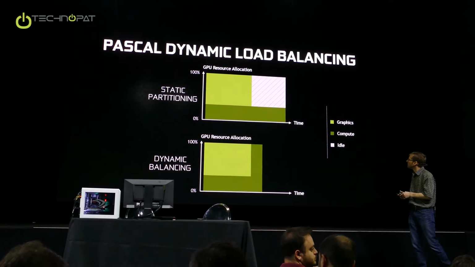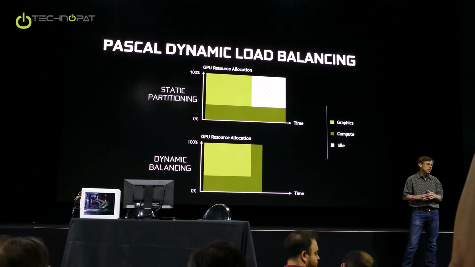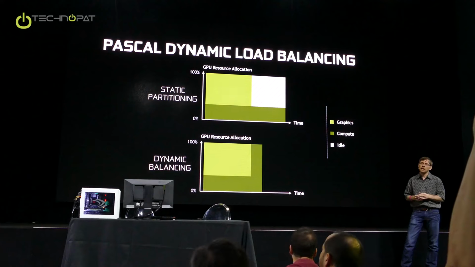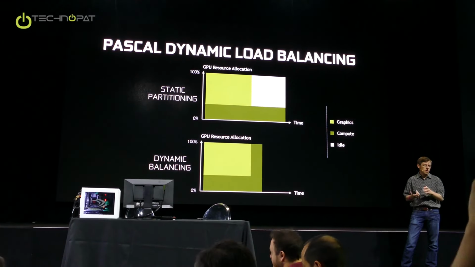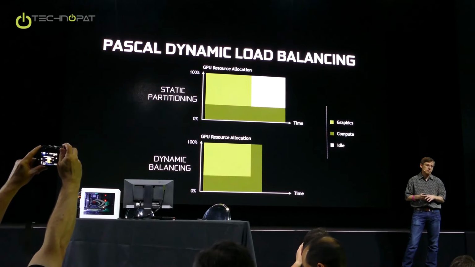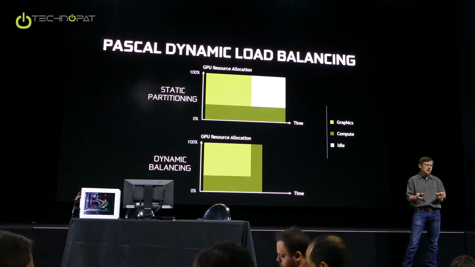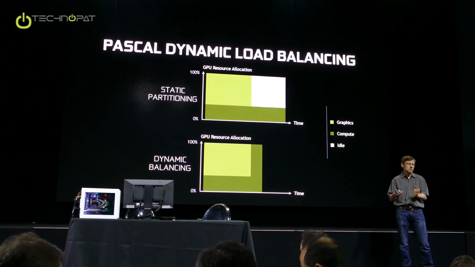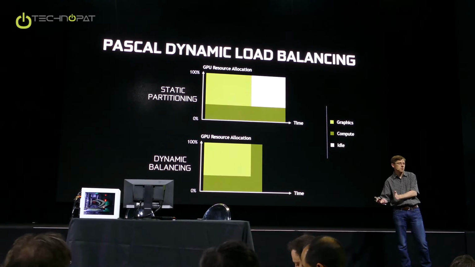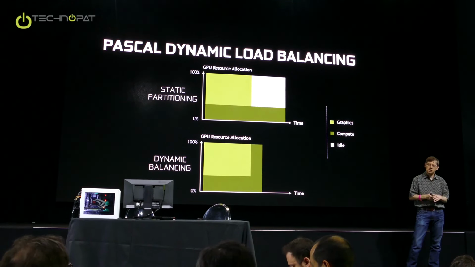Okay, so the first thing that we changed in Pascal is the way that we do our overlapping of work compared to Maxwell. One way to overlap work is what I would call a static partitioning type approach. In a static partitioning approach, you say, I'm going to do graphics and compute, and I'm going to set the machine up to be partitioned. So let's say 1/4 of the machine does compute, and 3/4 of the machine does graphics.